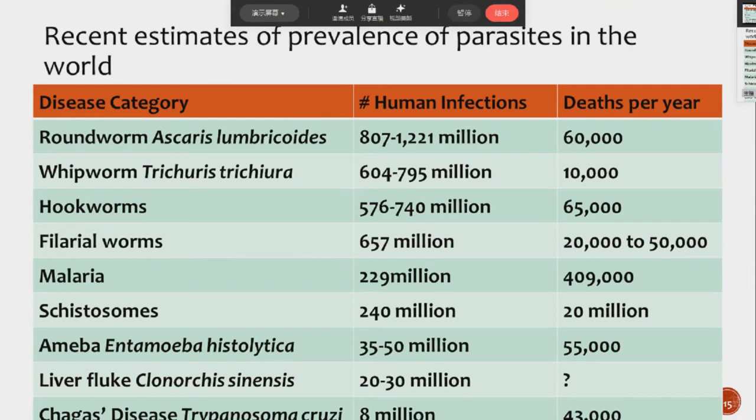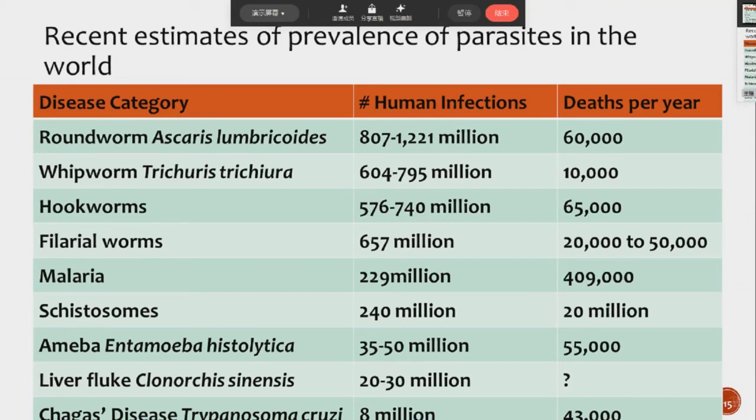The next one, the filarial worms. In the world, 657 million people are newly infected annually, but 2,000 to 50,000 people will die from the filarial worms. They parasitize our lymph nodes. And from malaria, annually 229 million people were infected. The death rate is so high, yes. 409,000 people will die from malaria infection. So this has a high mortality rate.